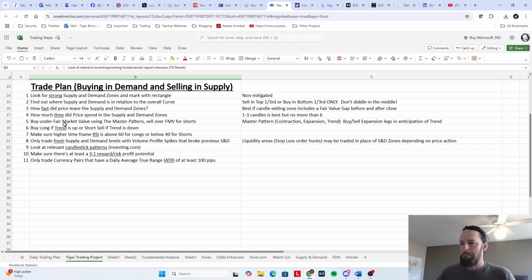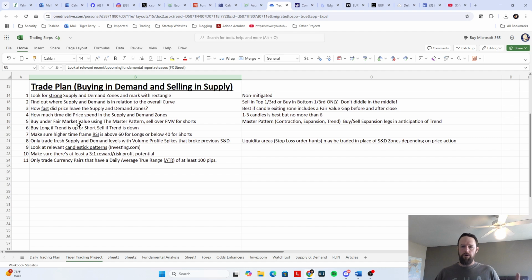Number five, we want to buy under fair market value if we're going for a long position, and that's using the master pattern. And then the opposite is true if you're short selling. There's supply and demand zones, and then there's something called a contraction point on a chart. That contraction point, again, is agreement between buyers and sellers.